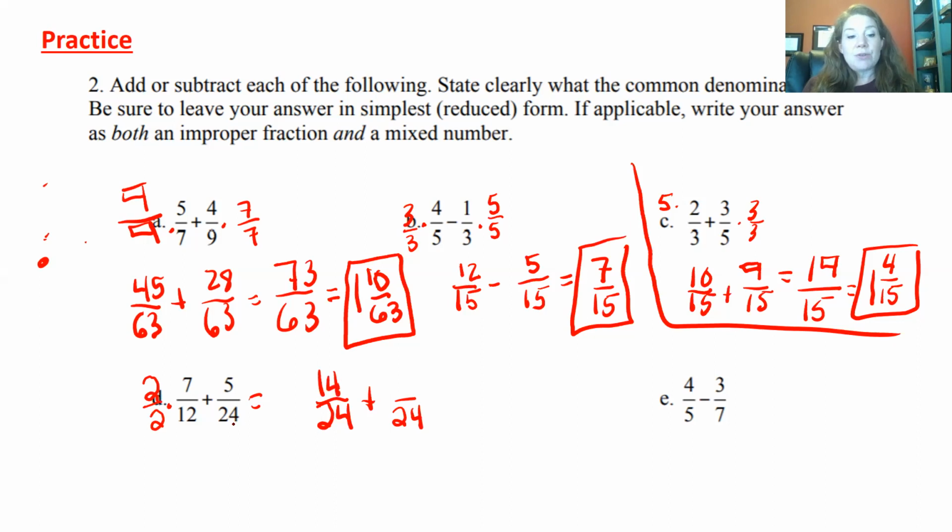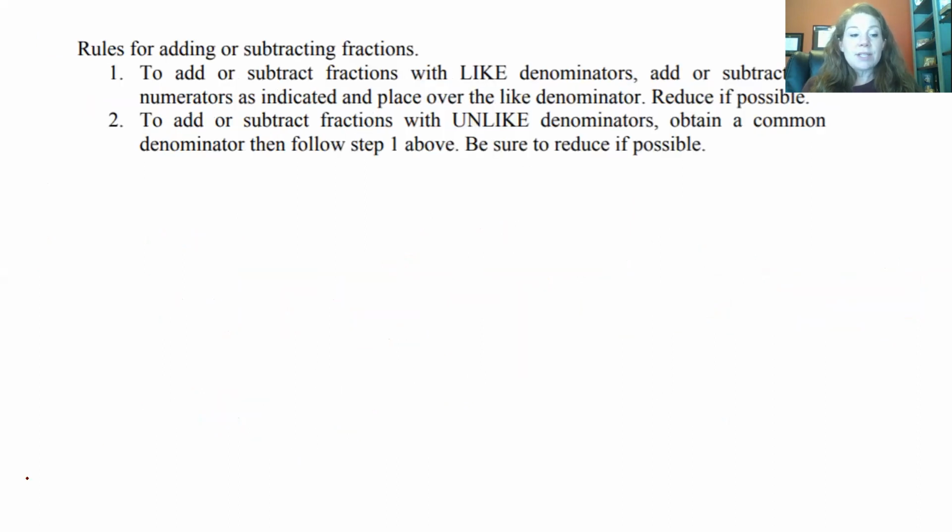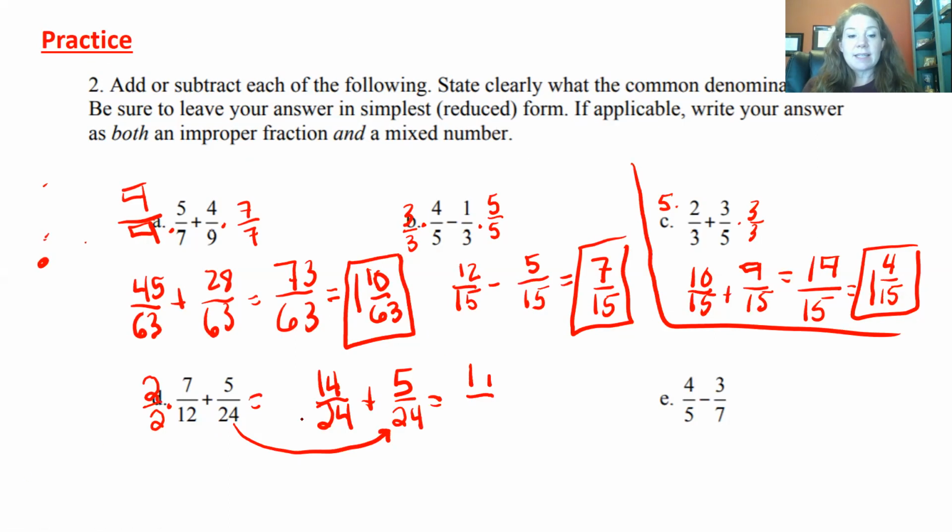Now look, did our denominator change right here? No, it did not. If the denominator doesn't change, the numerator won't change. So then you add 14 and 5 and you get 19 over 24. So I know that 19 is a prime number. So I know this can't be divided any further, and that is the final answer.